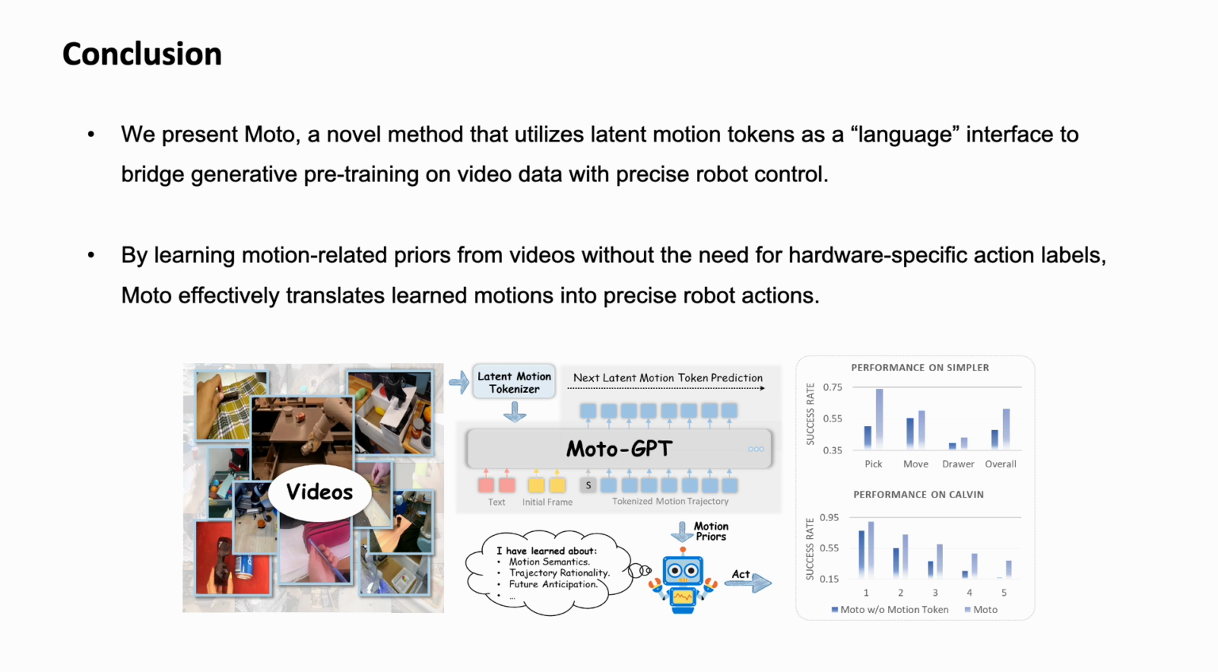To conclude, in this work, we present Moto, a novel method that uses latent motion tokens as a unified language interface. It bridges the gap between generative pre-training on video data with precise robot control. Through efficient fine-tuning, we seamlessly transfer the learned motion priors from videos to practical manipulation tasks, improving the policy's performance on various benchmarks.